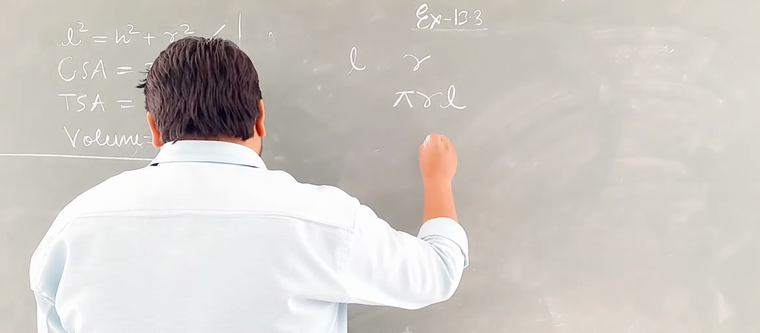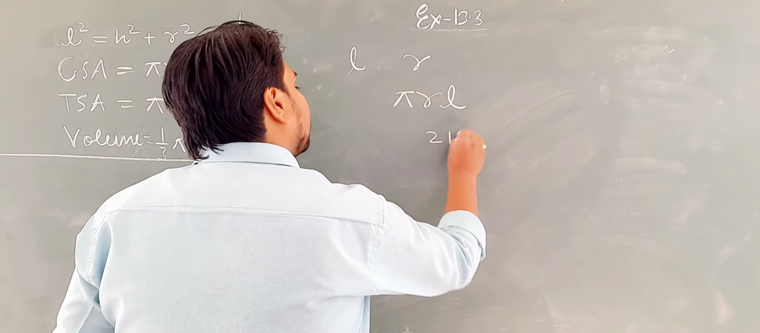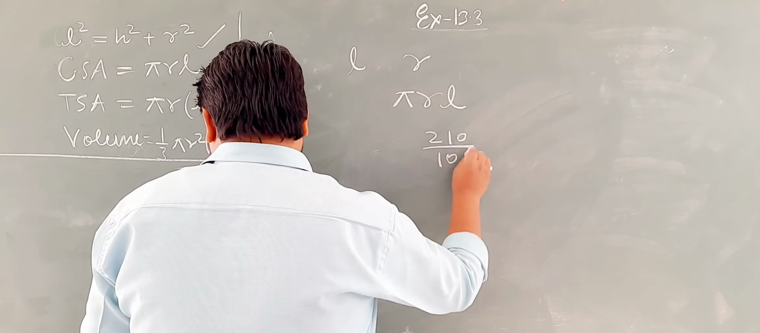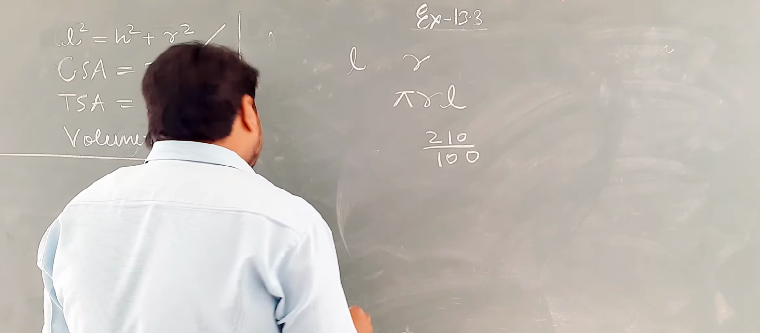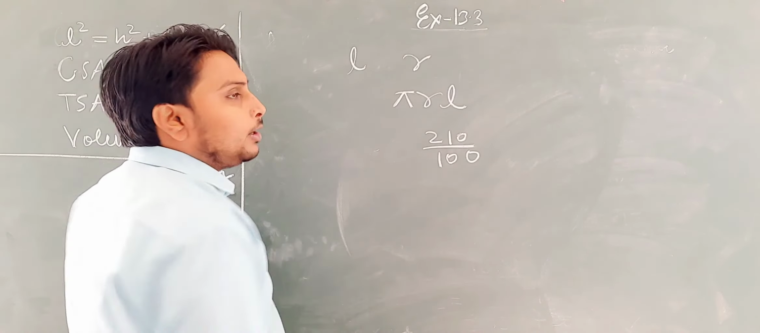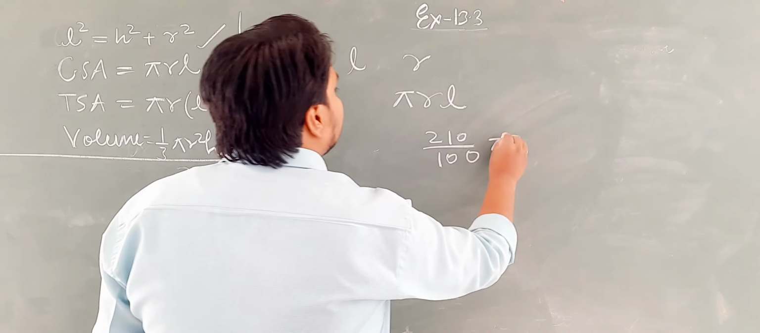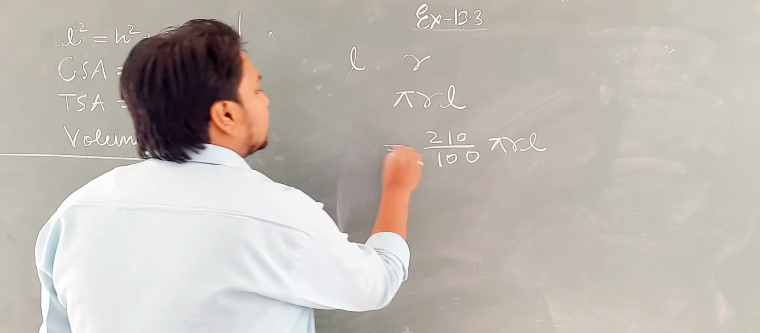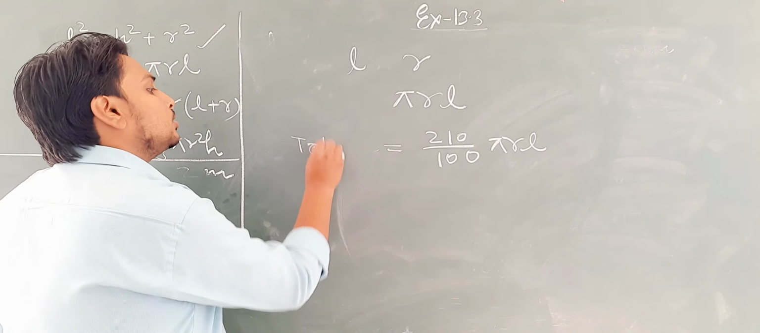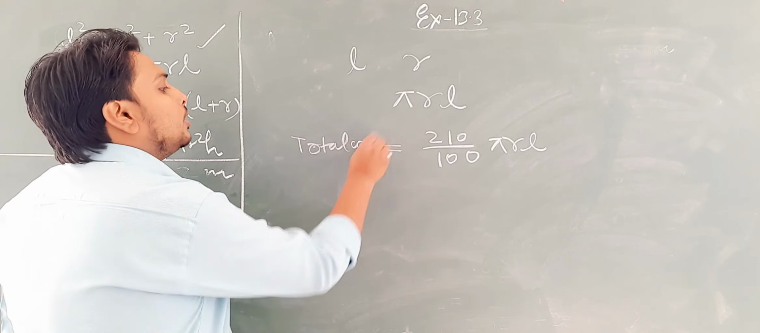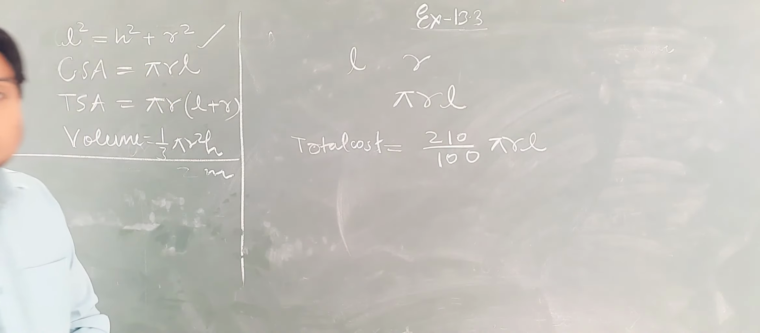and to find the cost you have to multiply here 210 by 100, because the unit cost is given as rupees 210 per 100 meter square. So to find the cost you have to solve this. Okay, this is the total cost. This is the hint, you can note it down, and with the help of this you can solve this question.